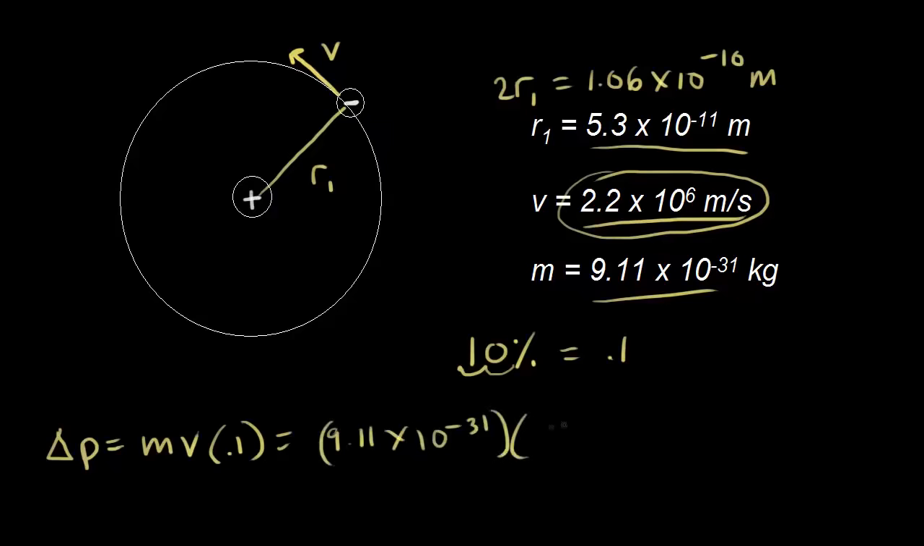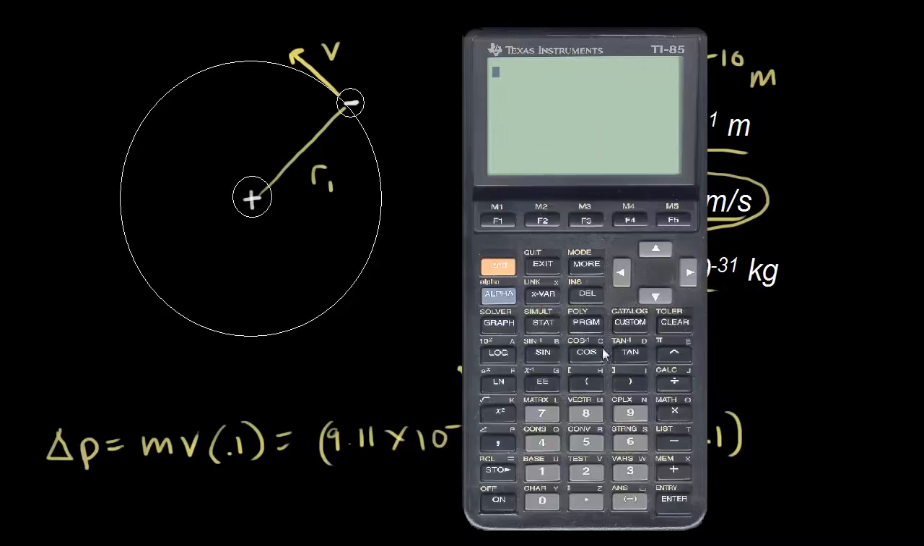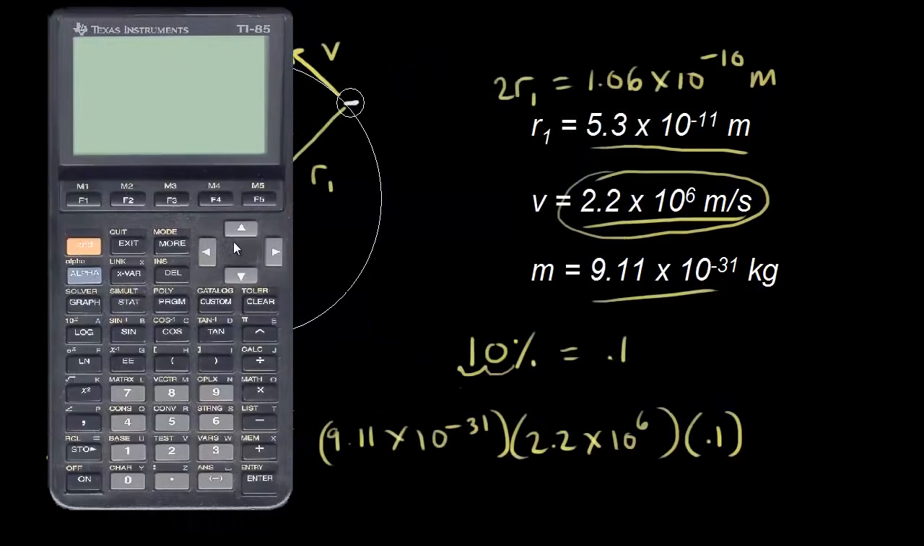The velocity of the electron is 2.2 times 10 to the 6th, and we know that with 10% uncertainty, so we need to multiply all of that by 0.1. So let's go ahead and do that. We're going to multiply all those things together. So we take the mass of an electron, 9.11 times 10 to the negative 31st, and we multiply that by the velocity, 2.2 times 10 to the 6th, and we know there's a 10% uncertainty associated with the velocity. So we get an uncertainty in the momentum of 2.0 times 10 to the negative 25.